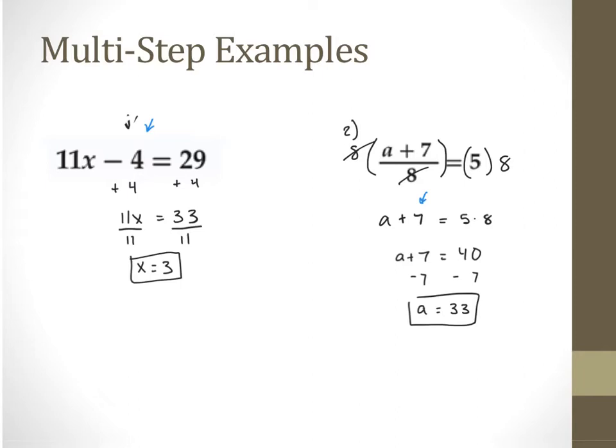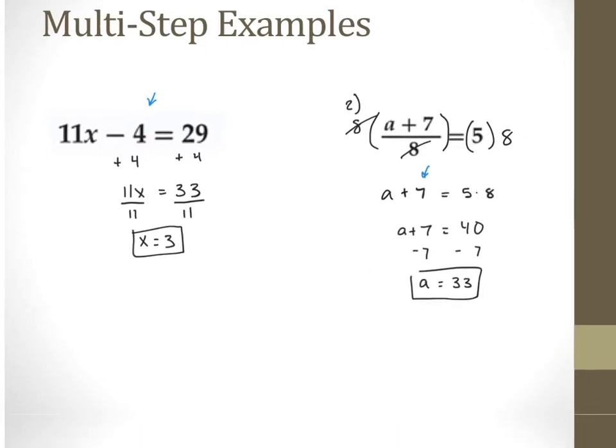Okay, so that's the first thing. Start with the number that is most separated from the variable. The second thing, whatever operation is being done to the number, you're always going to do the opposite. So in this first problem, it was a minus 4, so we added 4. It was 11 times x, so we divided by 11. Whatever's being done, you always do the opposite.